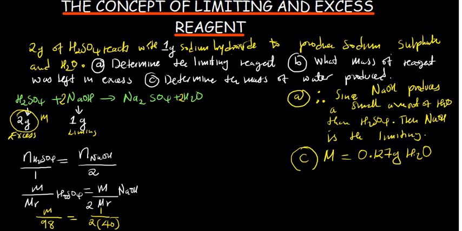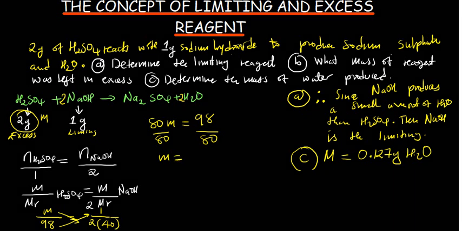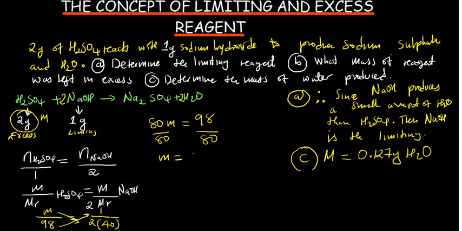At this point, cross multiply this by that one, then this by this one. So we're going to say 2 times 40 here is 80, and then that 80 will multiply with the m, it is 80m. That will be equal to the 98 multiplied with the 1, that is just 98, and then divide both sides by 80. So the mass is going to be 98 over 80. This is going to give us 1.225 grams. So this is another method that you can use to determine the limiting reagent.